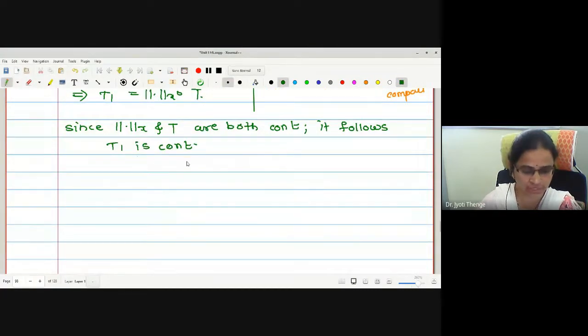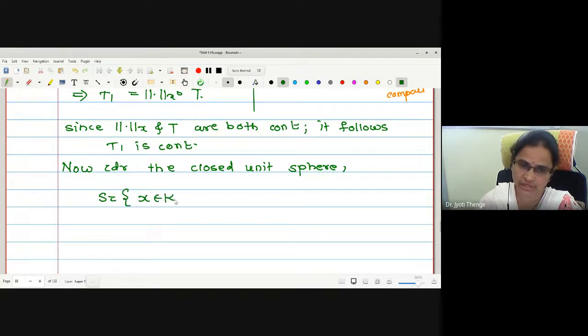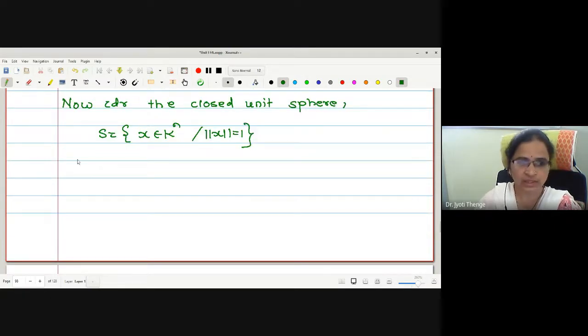It follows that T1 is continuous. Now consider the closed unit sphere S of Kn, that is the collection of all x in Kn such that norm x equals 1. I am considering the boundary. Then S is a closed and bounded subset of Kn.